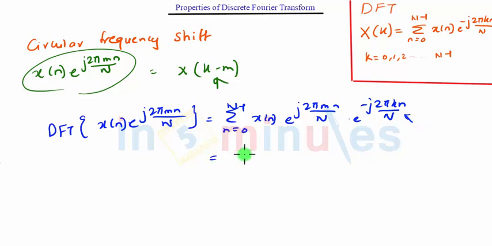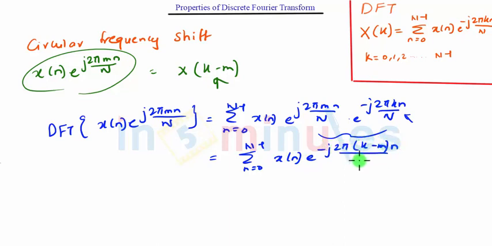So after multiplying and combining these both the terms, we get summation n equals 0 to N minus 1 x of n e raised to minus j 2 pi (k minus m) n upon N. Then using the definition of the DFT, we focus on this term, that is k minus m. So we express this as X of k minus m. Thus the property is proved.